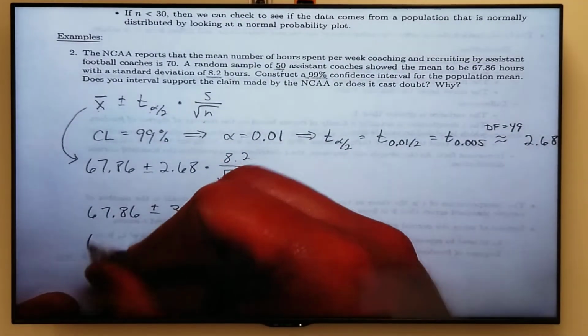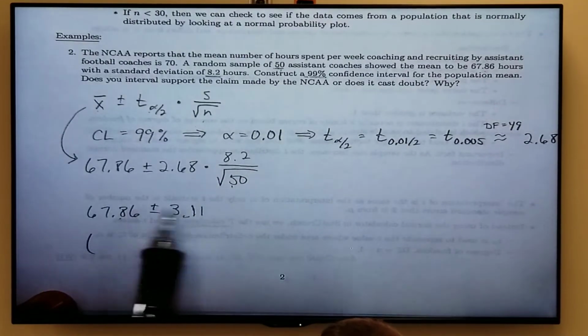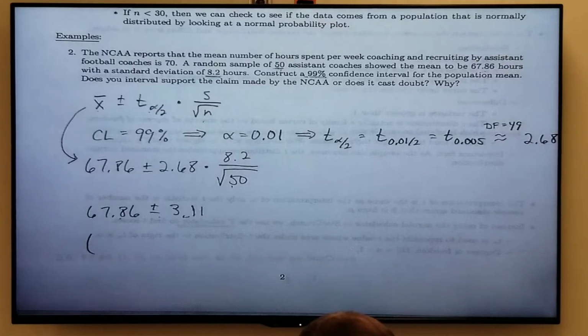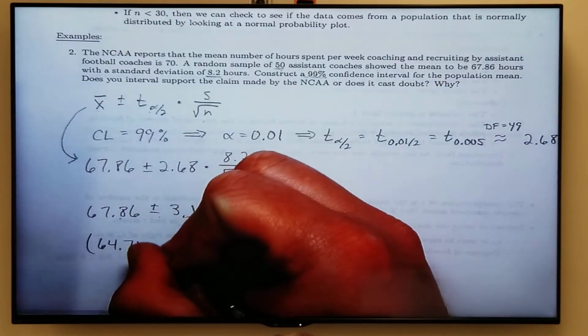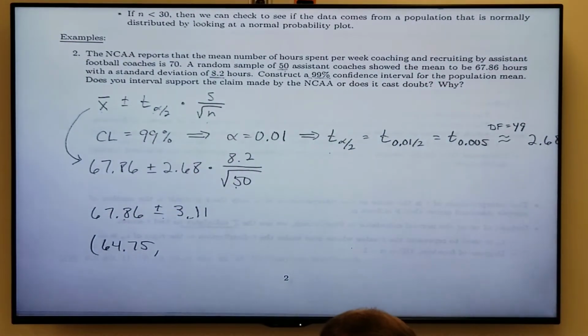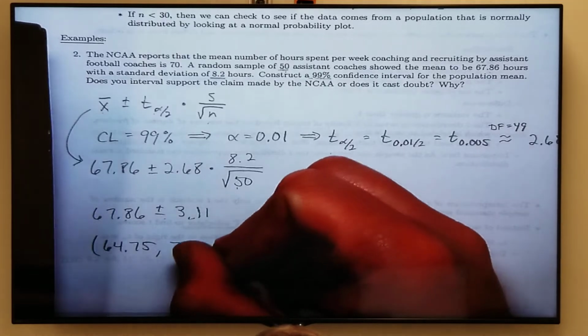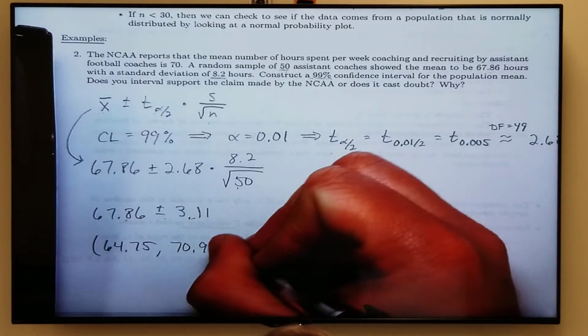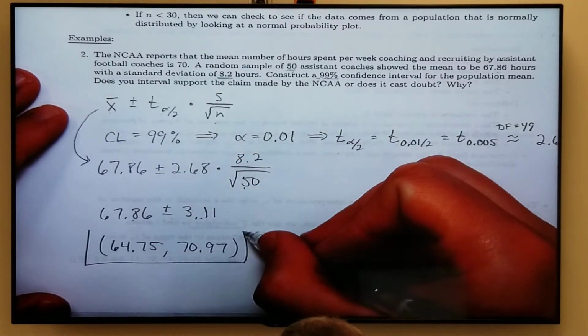So our confidence interval, remember we're going to take turns first subtracting the number and then adding the number. So I'm going to have 67.86 minus 3.11. That comes out to 64.75. And then I'm going to do 67.86 plus 3.11. That comes out to 70.97. Okay, so there's our confidence interval.